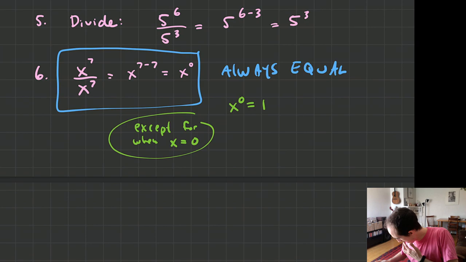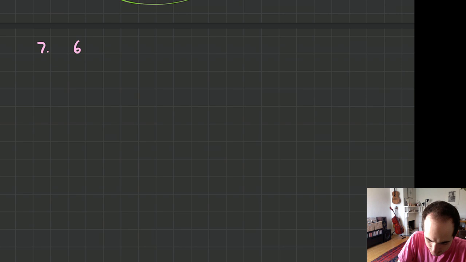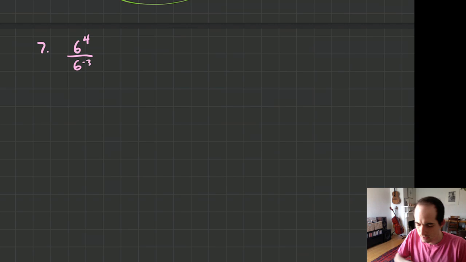Okay, how about this one? Are we ready for a more challenging one? I think we are. Okay, let's do question 7. A little more challenging this time. Let's do this one. 6 to the power of 4 over 6 to the power of negative 3. Ready? 10 seconds, maybe 15 seconds for this one. Go.